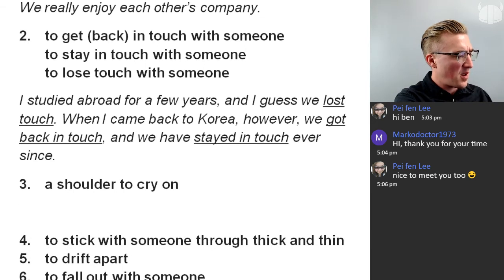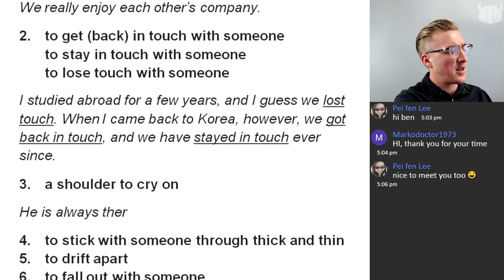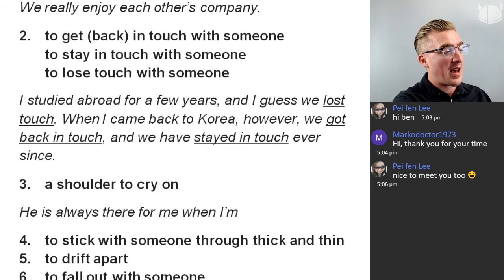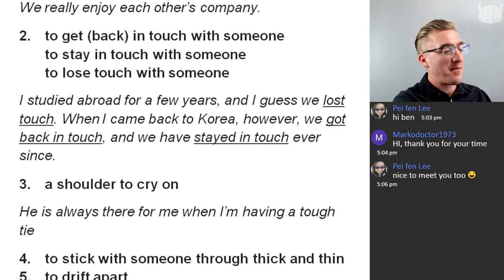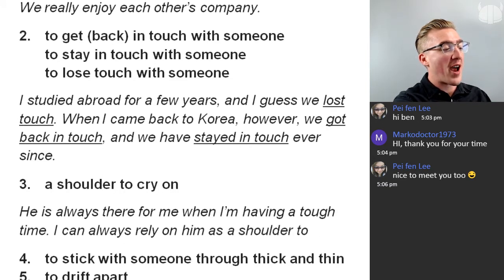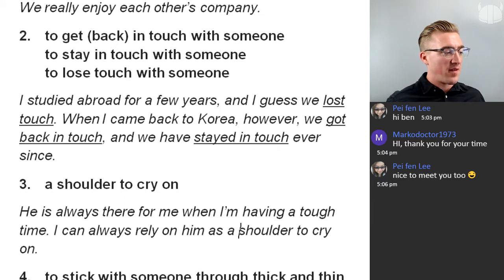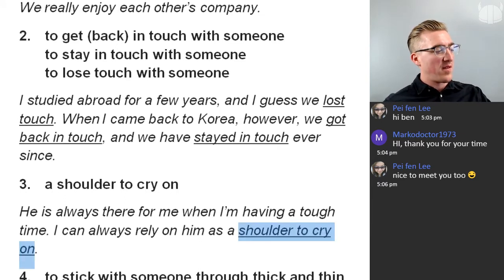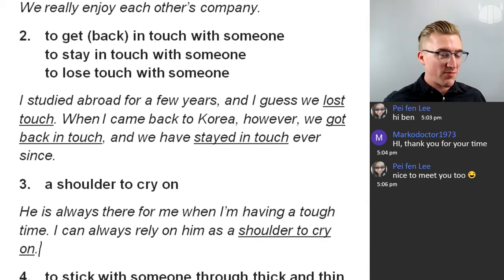Here we go. He's always there for me when I'm having a tough time. I can always rely on him as a shoulder to cry on. Okay, he is a shoulder to cry on. A good shoulder to cry on. He has a good shoulder to cry on. No, that's weird. It seems a little strange. He is a shoulder to cry on. That's correct. All right, good expression there.